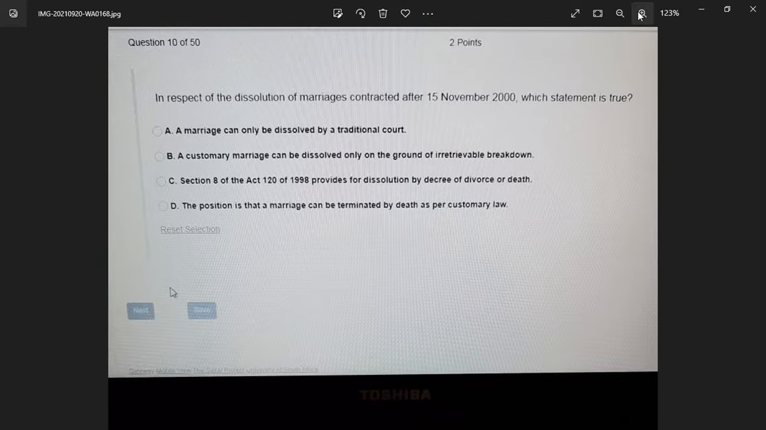In respect of the dissolution of marriages contracted after 15 November 2000, which statement is true? My answer is option B, which I found on page 82 again. It says a customary marriage can be dissolved only on the ground of irretrievable breakdown. The statement is written like this on page 82 of your study guide.